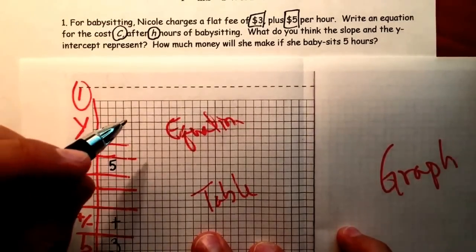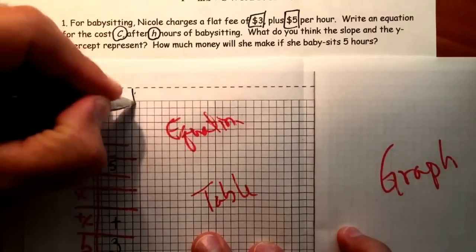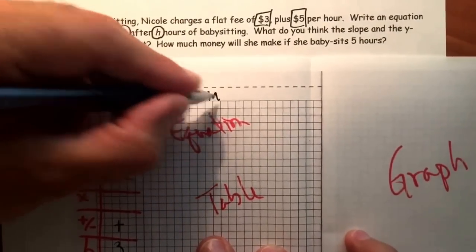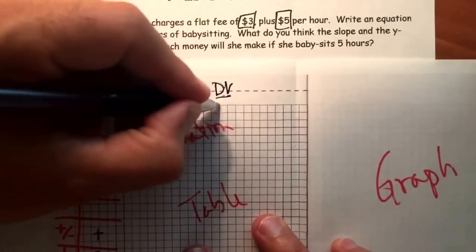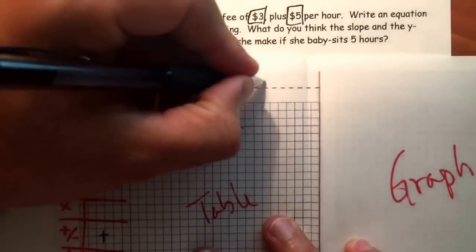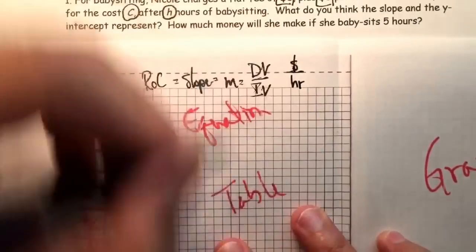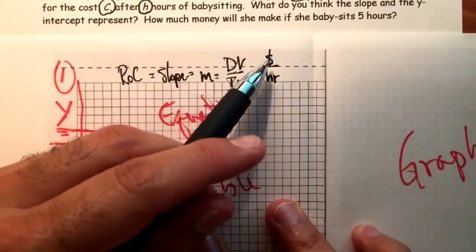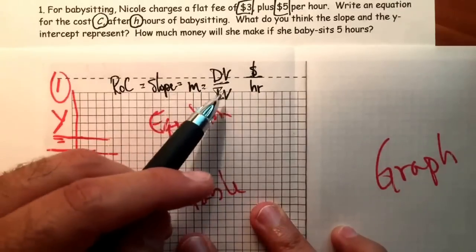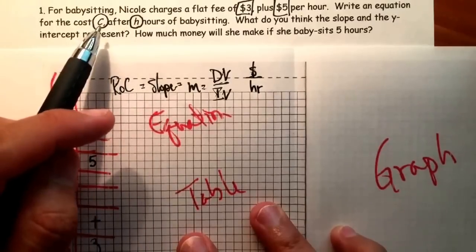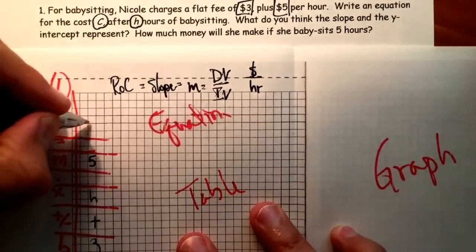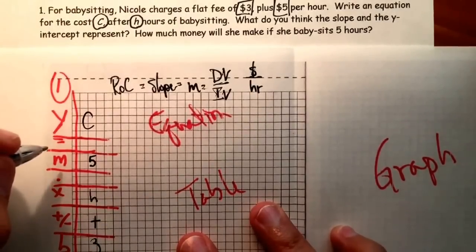Now let's take a look at, if you remember our anchor chart on the board, I told you that your rate of change, which is the same thing as your slope, which is the same thing as m, is your dependent variable over your independent variable. That's the relationship that's there. And in this particular problem, we have dollars per hour. Dollars is the dependent variable, hours is the independent variable. So we come back here, C and H. We know that H is our independent variable. We know that C is our dependent variable.